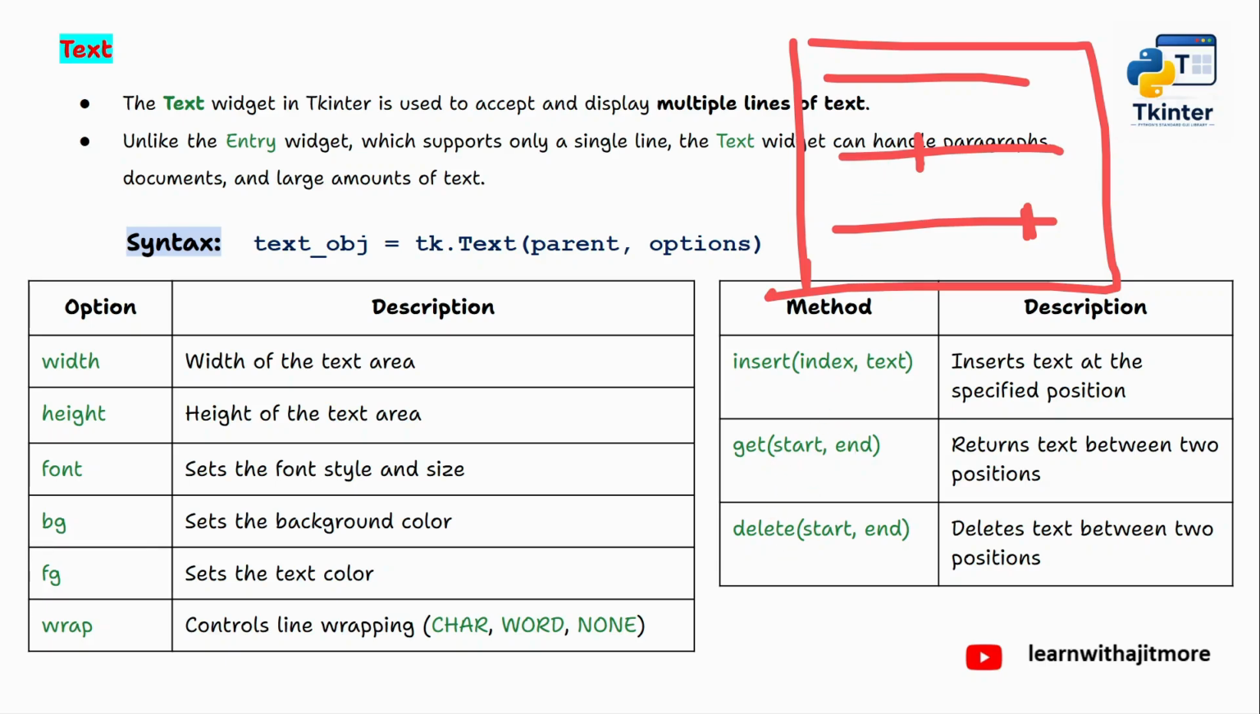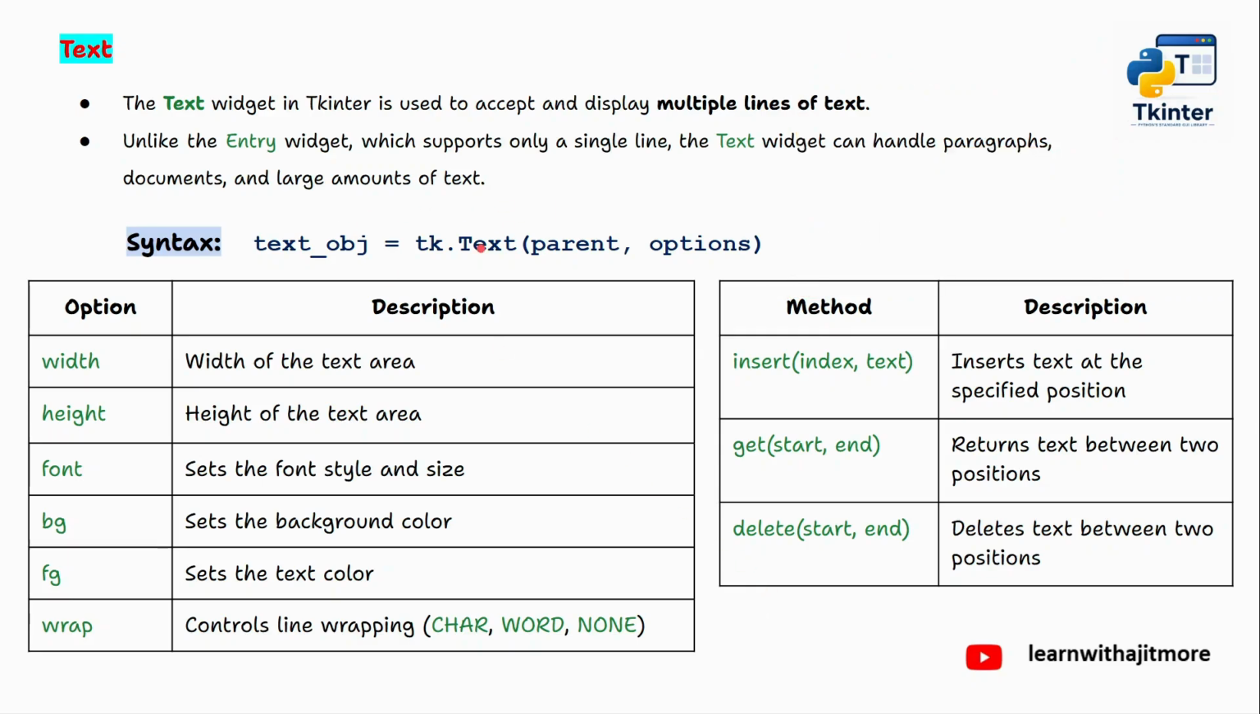And in the same way, delete. Suppose from one position till a second position, I want to delete the whole text. It will shrink. Everything at that end position will come here and the text between is deleted. So delete text between two positions. So these are some methods of your text widget.